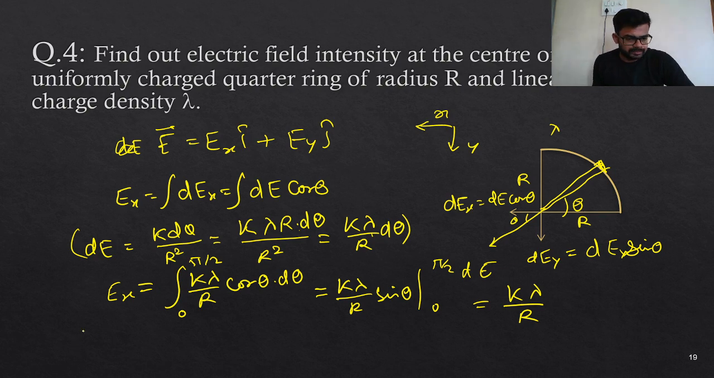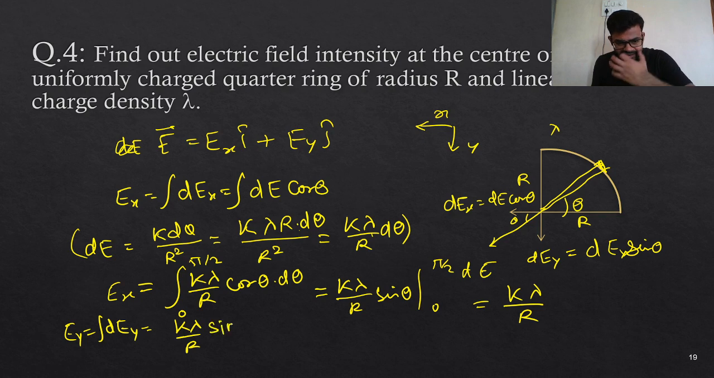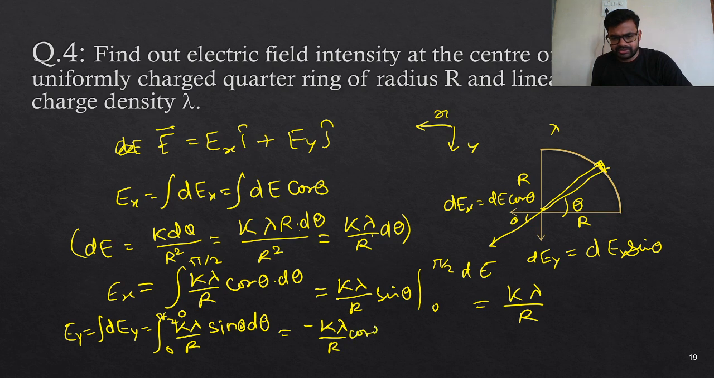Okay. Next. Similarly, Ey is equal to the integration of dEy. So you will write k lambda by r, and instead of cos theta, here we will write sin theta d theta, from 0 to pi by 2. As you calculate, you will get minus k lambda by r cos theta, from 0 to pi by 2. As you put the value, directly you will get k lambda by r, the same value.